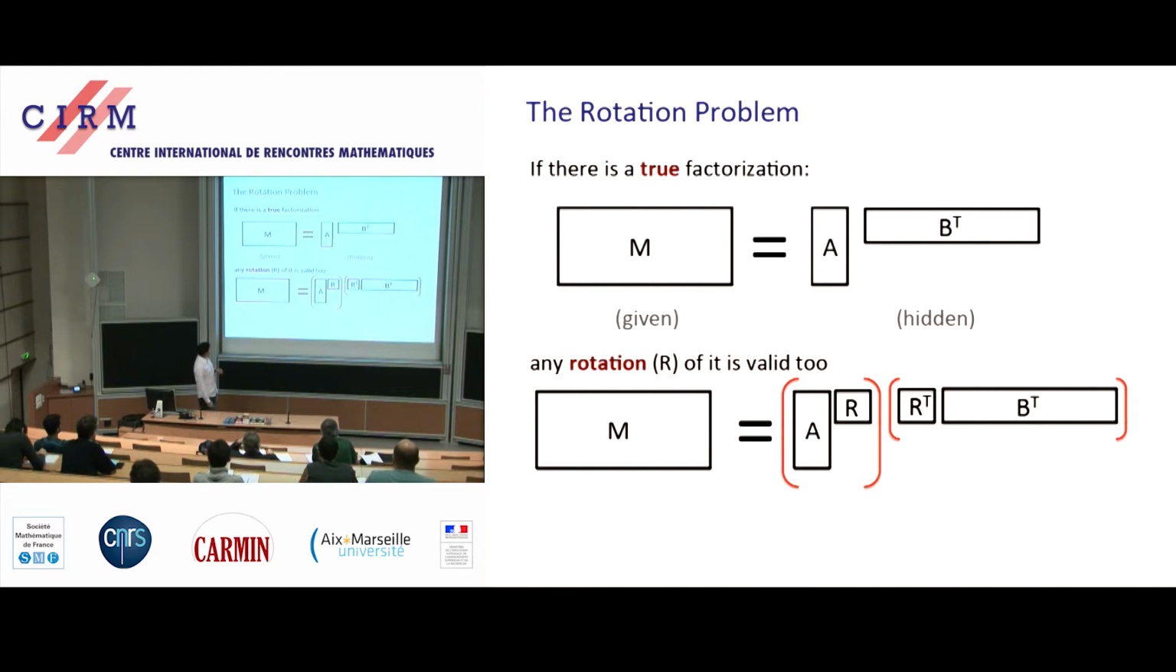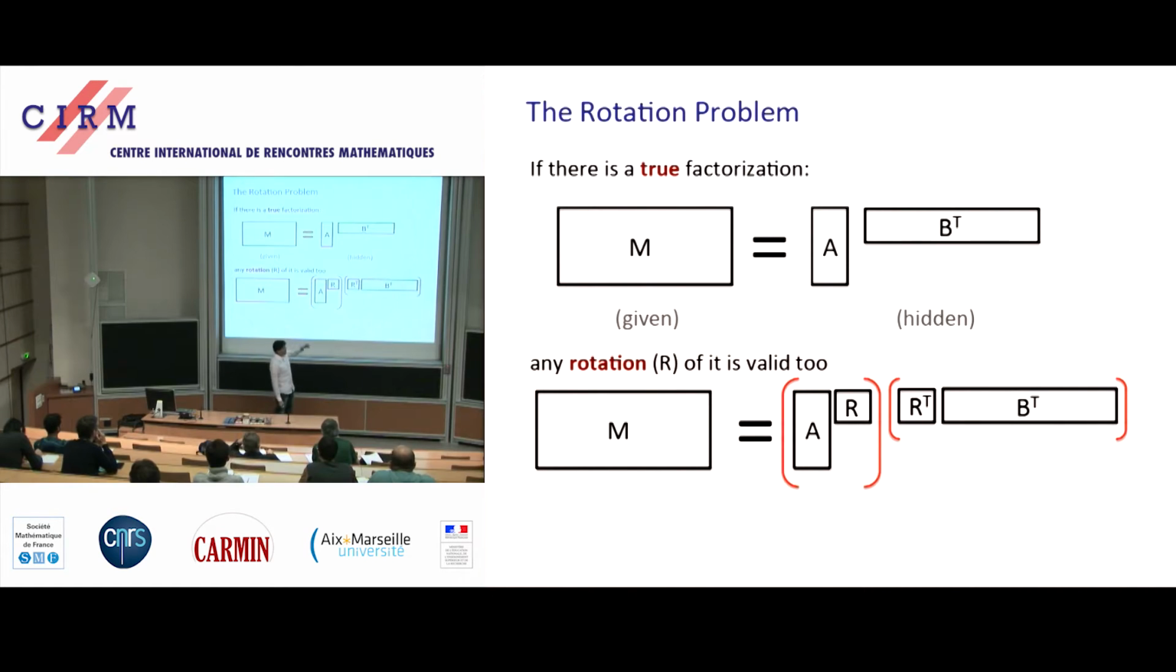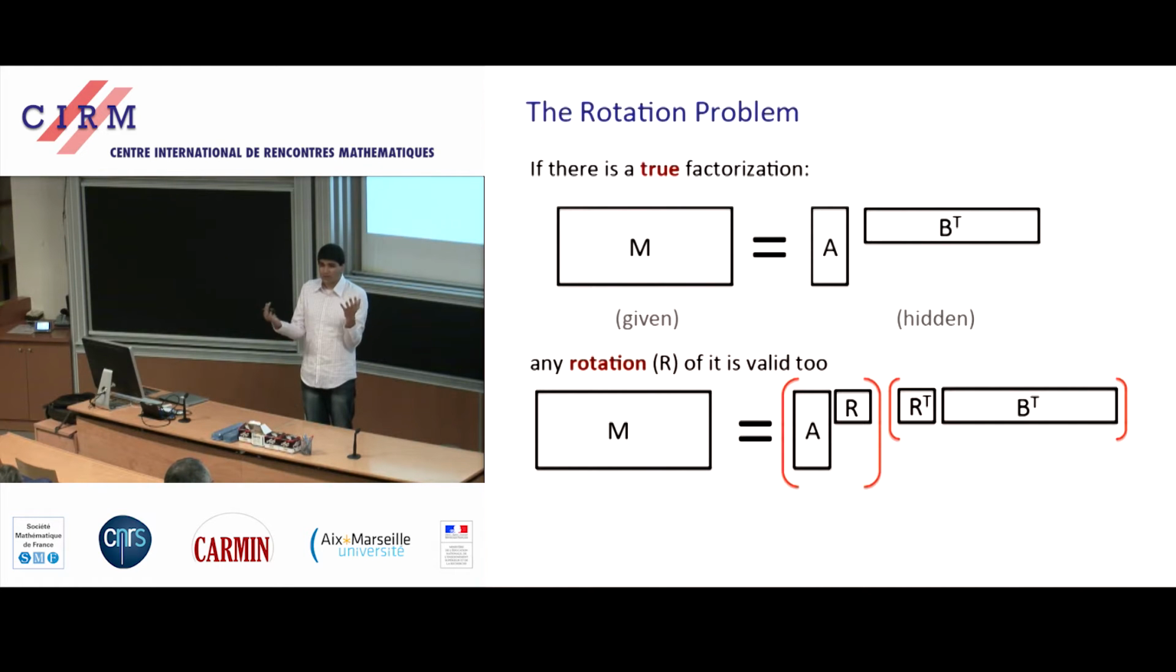I can take any rotation matrix R, and R transpose its inverse, and if I insert R times R transpose inside, I'm doing nothing. But now I can collect the terms and think about instead A times R is my new matrix, and R transpose times B transpose is my other new matrix. In fact, you could do this with any invertible transformation, T and T inverse.